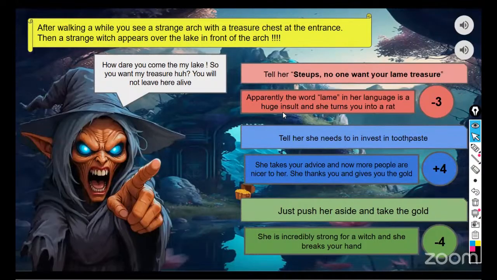If you offer her the toothpaste, she takes your advice, and now more people are nice to her. She thanks you and gives you gold. Yeah, 4 points. If you push her aside, she's incredibly strong for a witch and she breaks your hand. Oh no. Oh my.